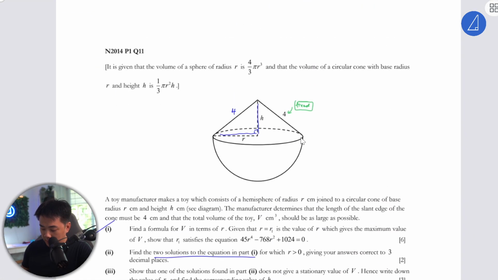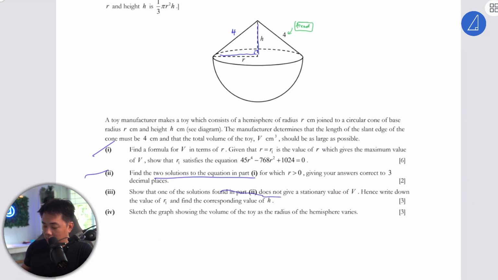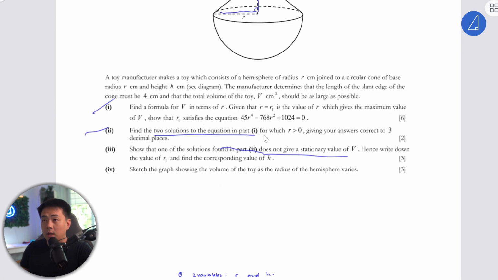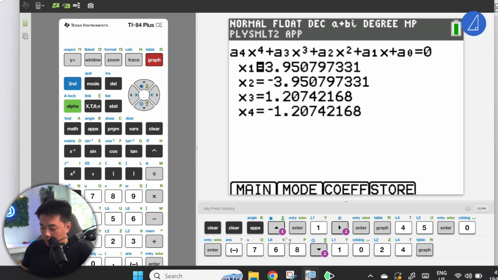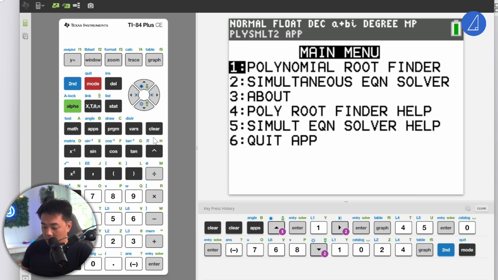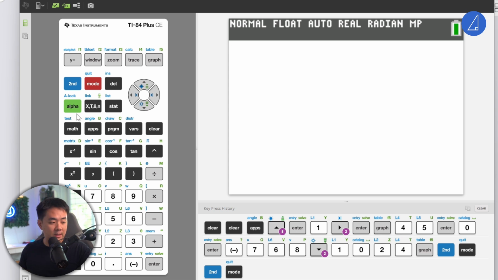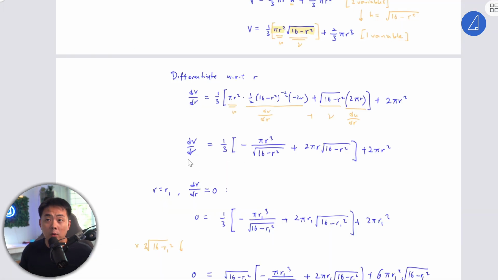So let's look at the subsequent one, which is show that one of the solutions from part 2 does not give a stationary value of v. So I think what you need to do is just put the r into this expression and see which one equals to 0. Okay. So now a lot of students do not know you can actually store a value into your r value here. So what we're gonna do is just type this in terms of r, so that I don't need to keep writing this out.